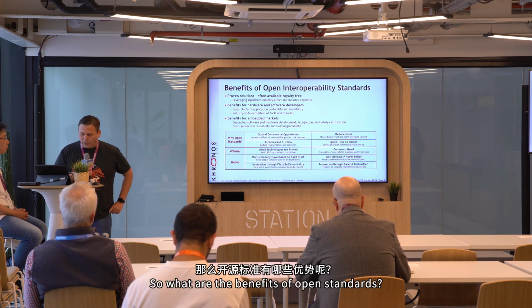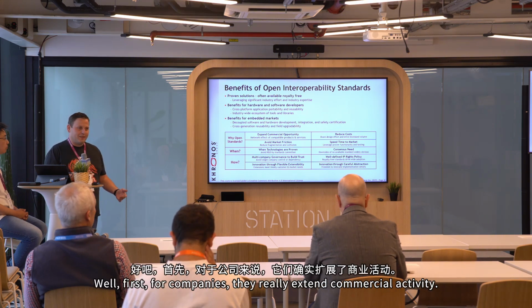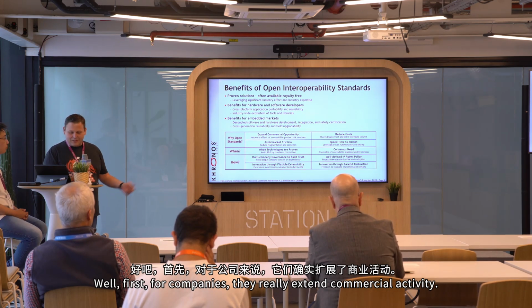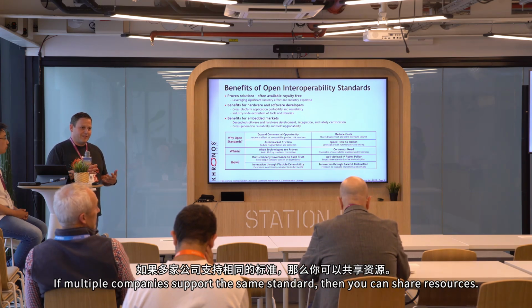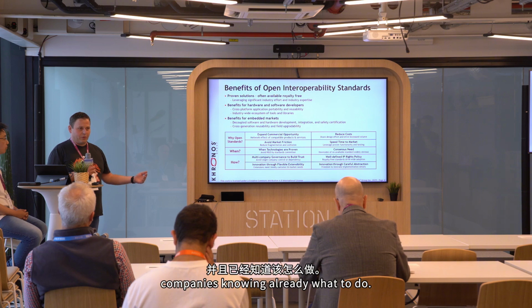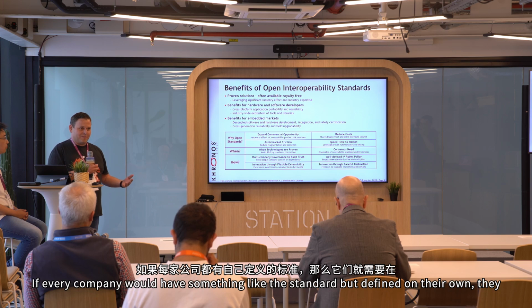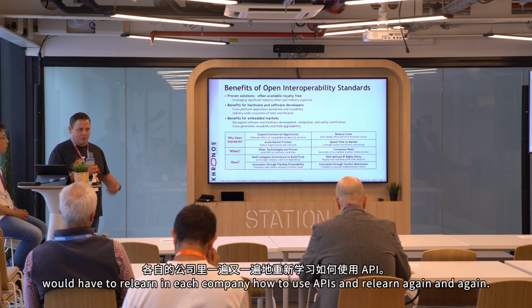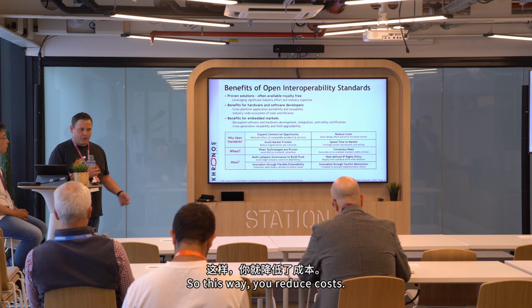So what are the benefits of open standards? Well, first, for companies, they really extend commercial activity. You have a network effect. If multiple companies support the same standard, then you can share resources. People who are learning the standard can work across multiple companies knowing already what to do. If every company had something like the standard but defined on their own, they would have to relearn in each company how to use the APIs again and again. It creates too much friction. This way you reduce costs.